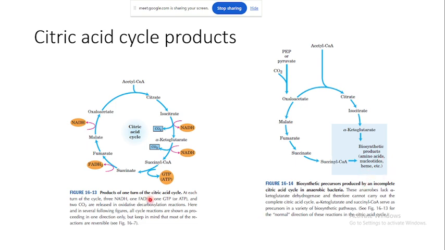Because in this case, succinate to fumarate will produce one FADH2, and malate to oxaloacetate will produce one NADH, but this NADH or FADH2 will not be oxidized, right? They cannot release their electrons in the electron transfer chain, because there is no oxygen. So that's why the NADH level will be high, and the FADH2 level will be high. So this NADH will be used for the reverse reaction, where oxaloacetate will be converted into malate, right? Because the NADH level is high.